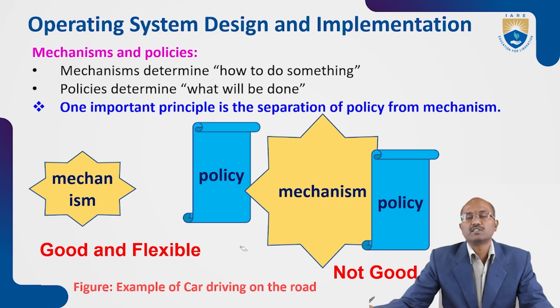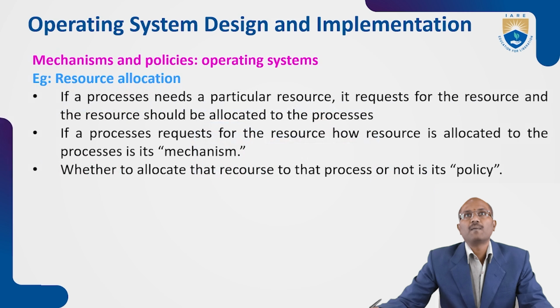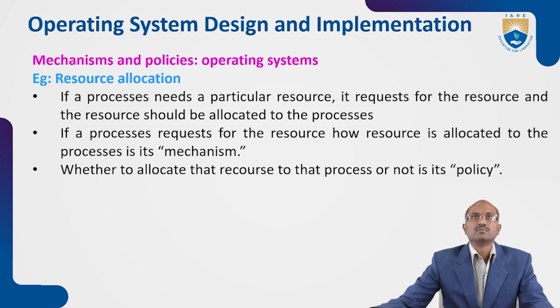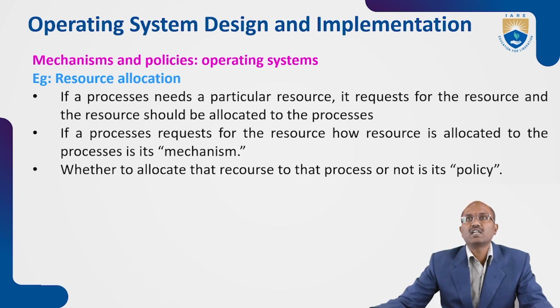Let us see the next slide. The mechanisms and policies of an operating system. The main example is resource allocation. If a process needs a particular resource, it requests the resource, and the resource should be allocated to the process. How the resource is allocated to the process is its mechanism. Whether to allocate the resource to the process or not is its policy. The main mechanism and policy work within the operating system through resource allocation.